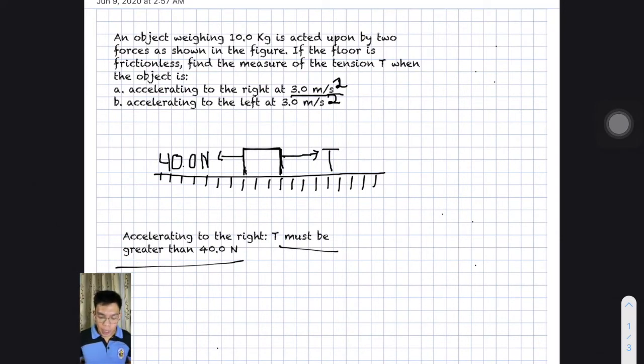An object weighing 10.0 kg is acted upon by two forces, as shown in the figure. If the floor is frictionless, find the measure of the tension when the object is A, accelerating to the right at 3.0 meter per second squared, and B, accelerating to the left at 3.0 meter per second squared.